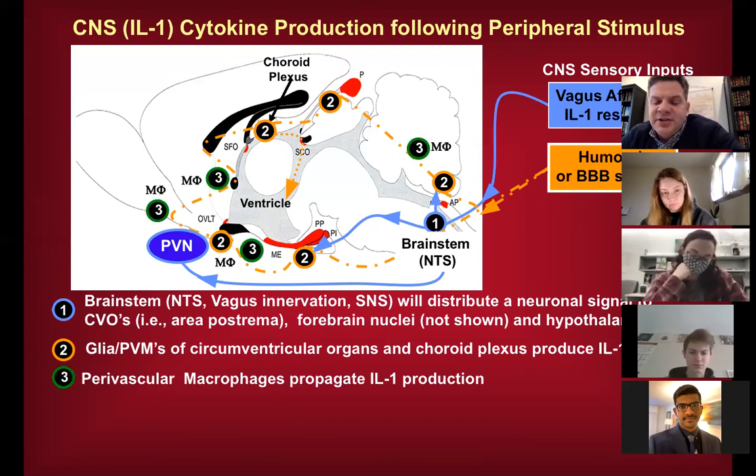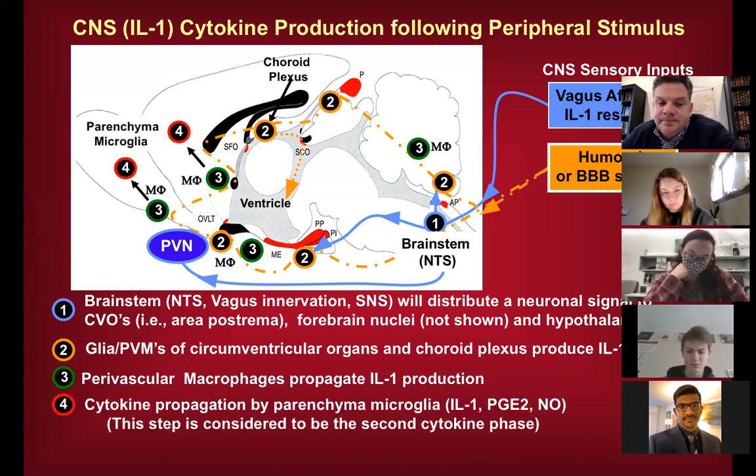The third activation state is when you're going to get the perivascular macrophages producing cytokines, okay? And 4, finally, you get some of that parenchymal microglia activity. So it takes a while to get to them. And once that gets to them, the signals that come to them could be prostaglandins, it could be IL-1, it could be nitric oxide. This is considered that secondary cytokine phase.